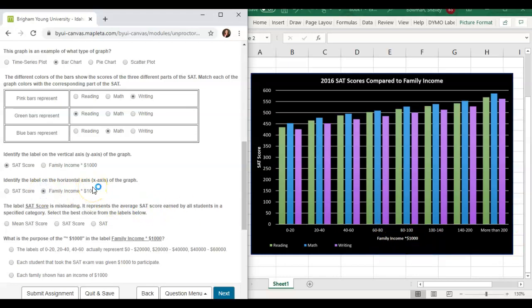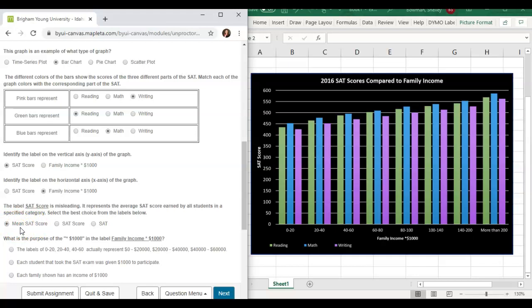The next, the label SAT score is misleading. It represents the average SAT score earned by all students in a specified category. Select the best choice from the labels below. Because it's actually the average SAT score, we should probably mention that it is the average. And the other word for average is mean.